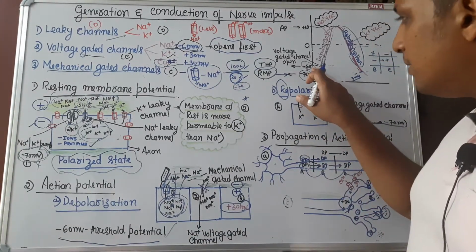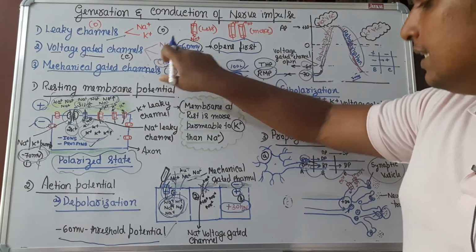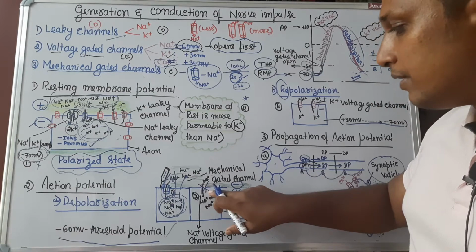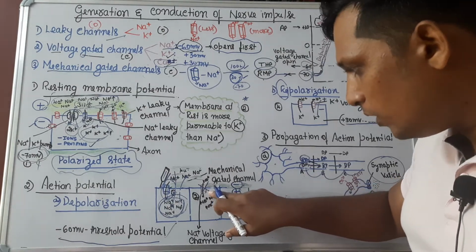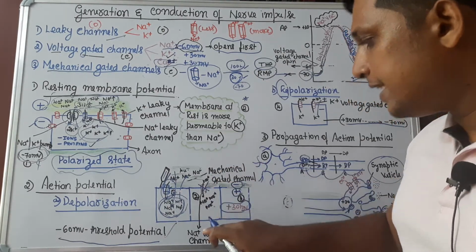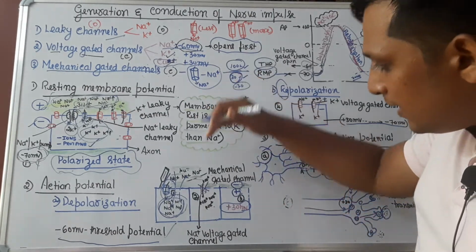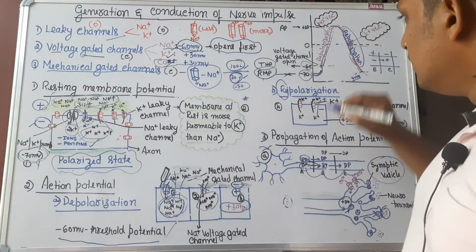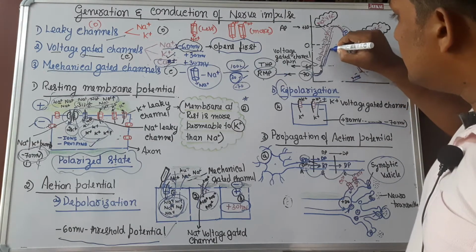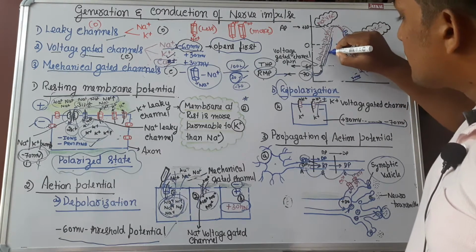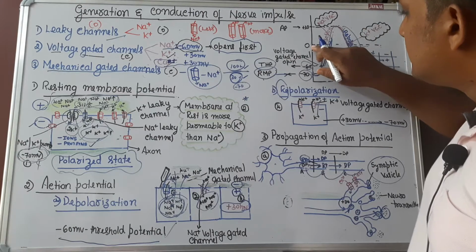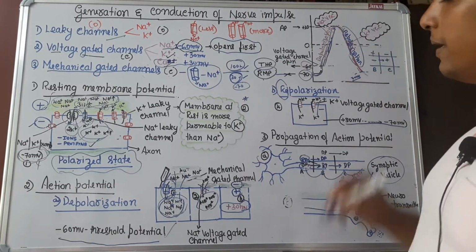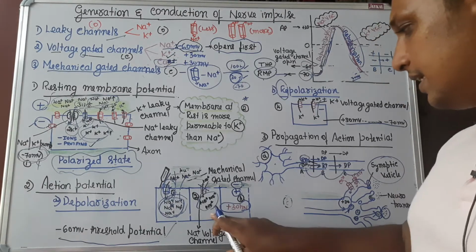When minus 60 millivolt threshold potential is reached, there is a voltage gated channel. At that voltage of minus 60 millivolt, the sodium voltage gated channel will open. Again there is rapid influx of sodium into the neuron. Positivity rises within the cell. The positivity will reach 0, plus 10, plus 20, ultimately plus 30 millivolt is reached.